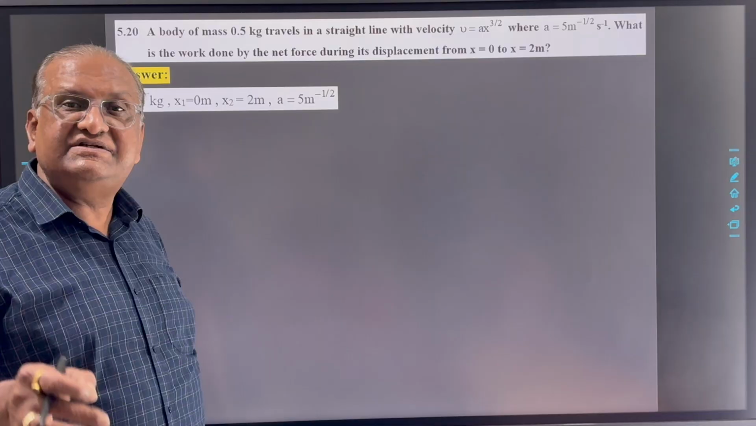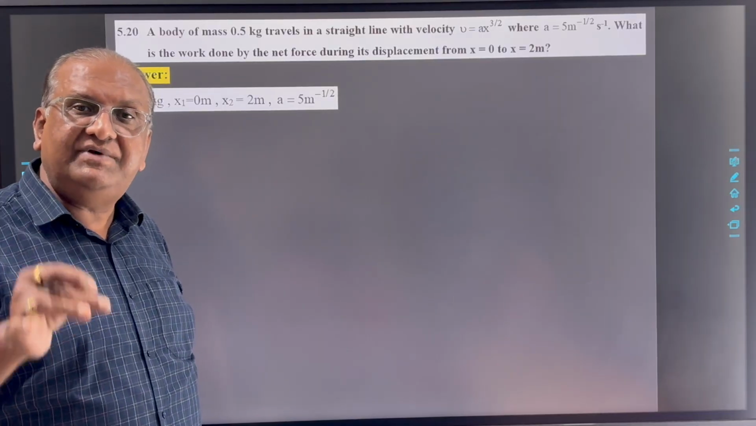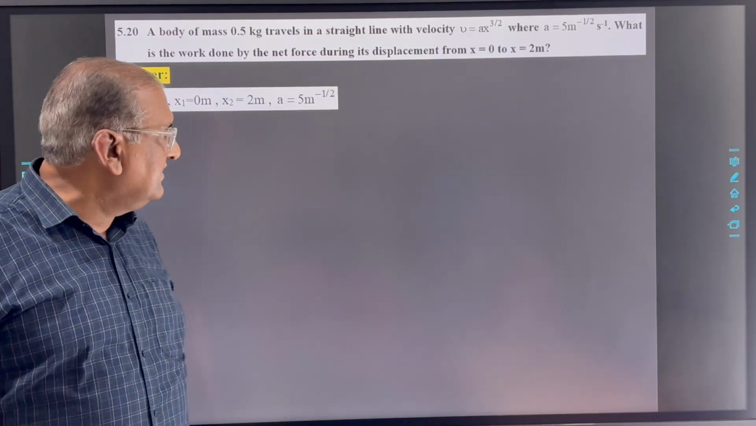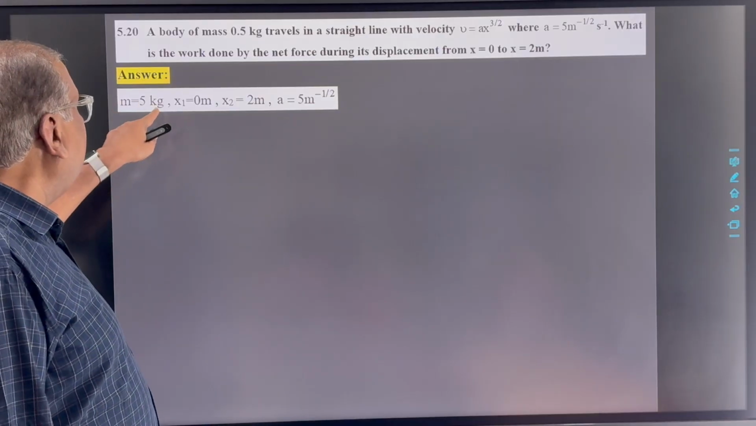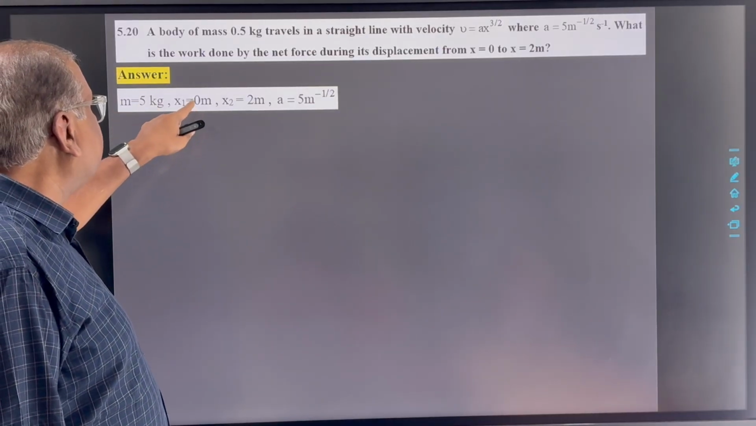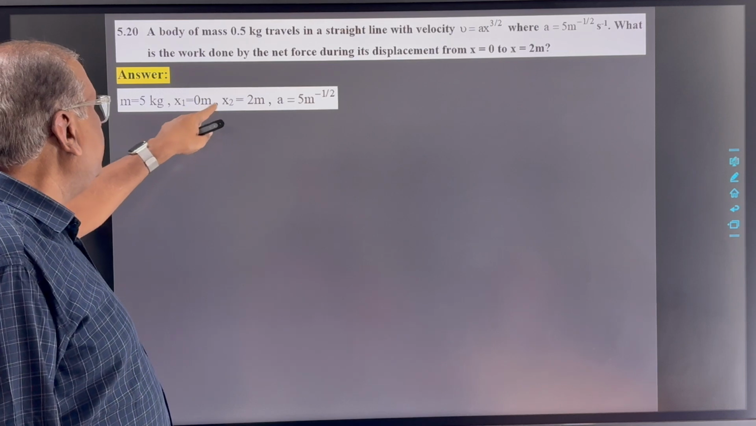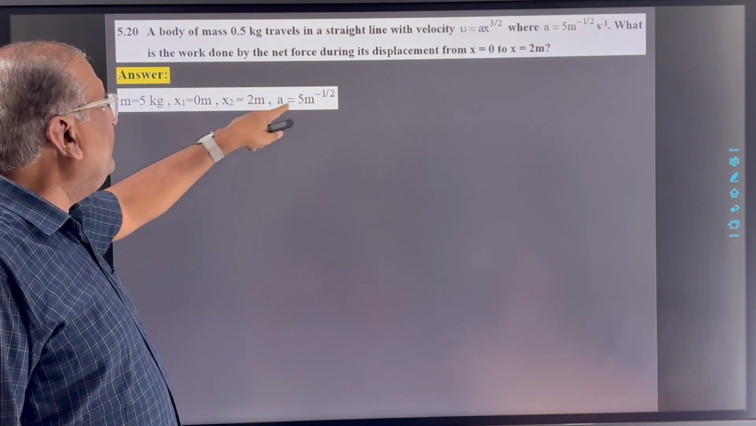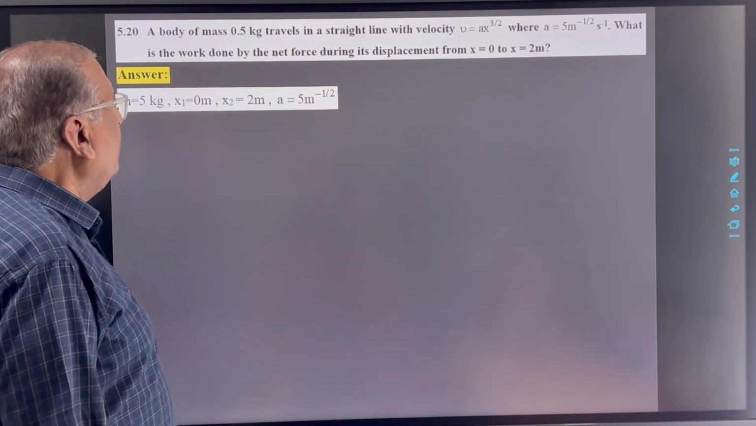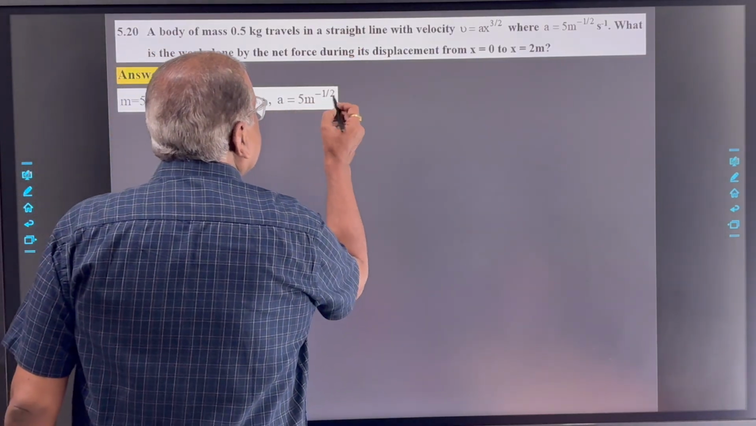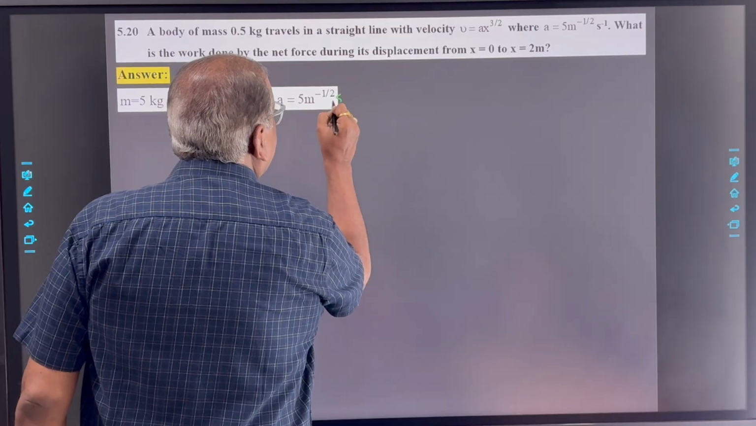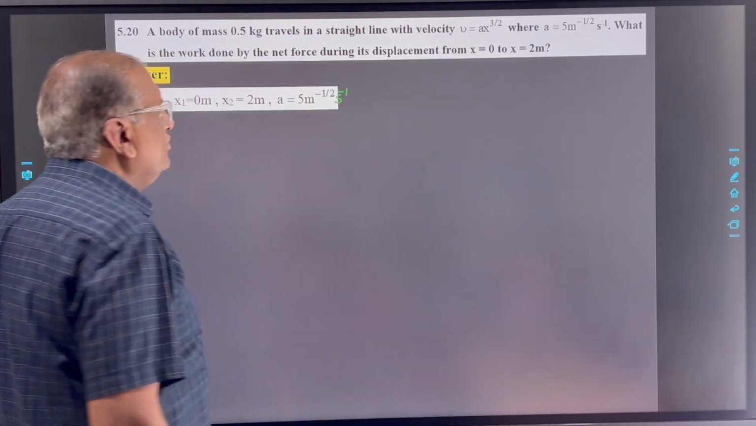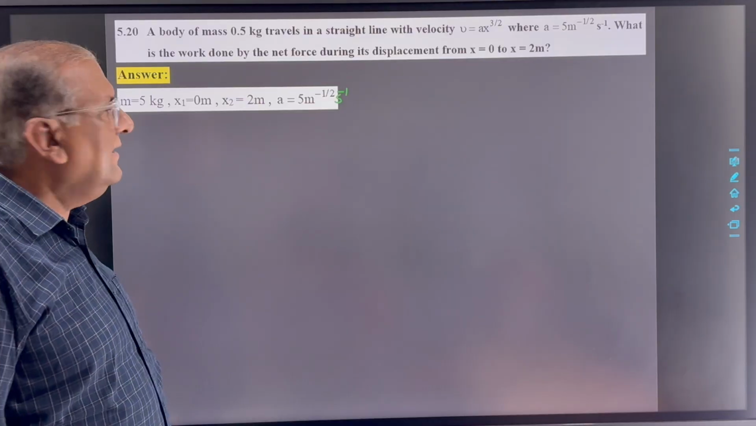Means if we differentiate velocity with respect to time t, we will get acceleration. Now here mass is given to you, displacement, that is from x1 equal to 0 meter to x2 equal to 2 meter, and a, the constant appearing in this particular equation, that is 5 meter raised to minus 1 by 2 s raised to minus 1. Clear?